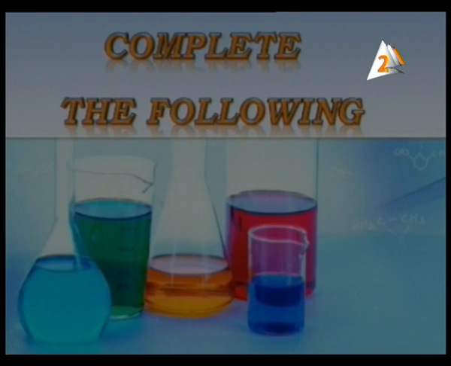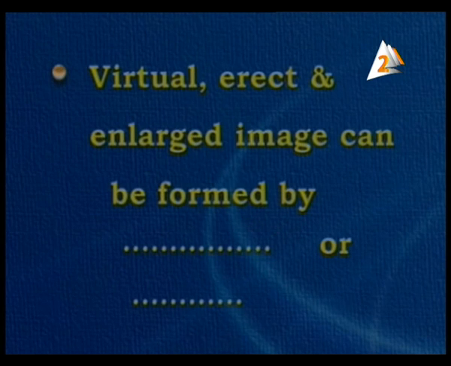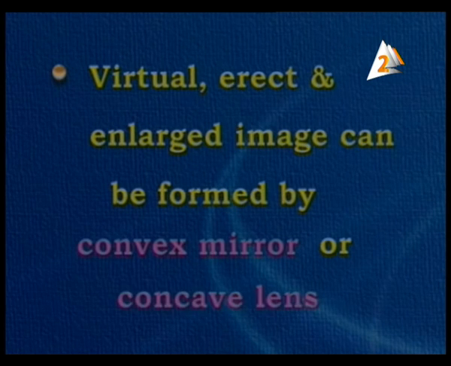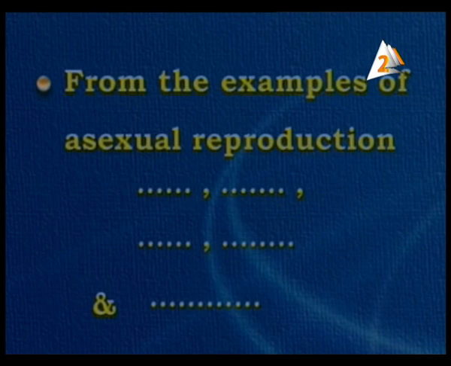If I want the other question, what do I have? We have complete the following sentences. It's very important to put the right answer in the spaces. Let's see the first one. Virtual, erect, and enlarged, enlarged means magnified, image can be formed by space or space. What's your answer here? The convex mirror, or the concave lens.